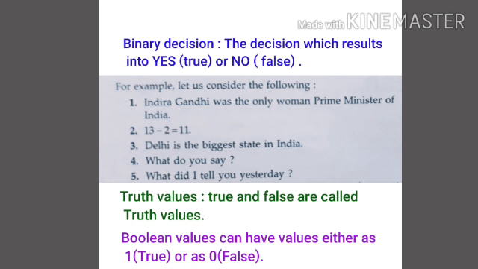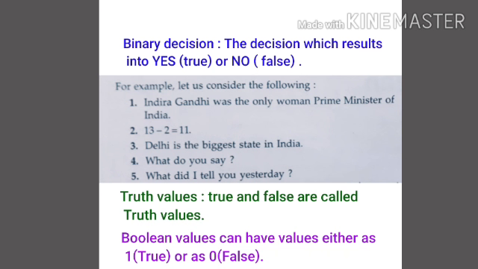Here we can see that the first question and the second question give us the answer true or yes. But the third question gives us no or false. But when we look into the fourth and fifth questions, these two questions do not give us a correct answer in terms of yes, no, or true or false.